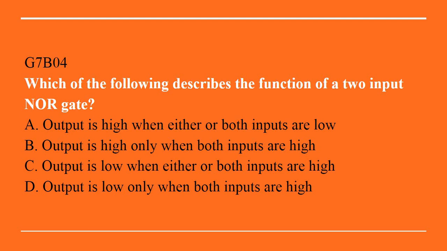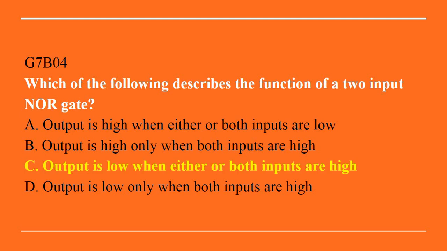G7B04, which of the following describes the function of a 2-input NOR gate? A, output is high when either or both inputs are low. B, output is high only when both inputs are high. C, output is low when either or both inputs are high. D, output is low only when both inputs are high. Answer is C, output is low when either or both inputs are high.